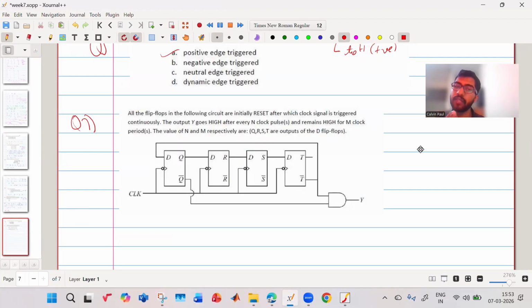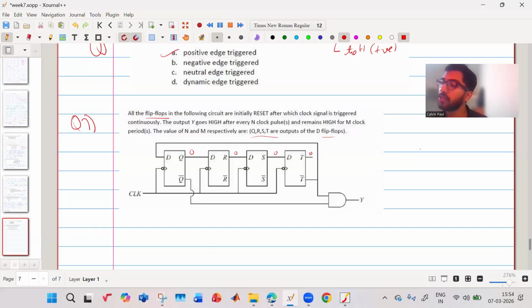So now we have four flip flops. These are all D flip flops. All the flip flops in the following circuit are initially reset. All reset means this is zero, this is zero, this is zero, this is zero. You should not get confused that this is S, this is R, this is T, so it is SR and T flip flop. No, all of them are D flip flops. Q and Q bar are the outputs. So these Q, R, S, T are outputs of the D flip flops. So it removes that confusion.